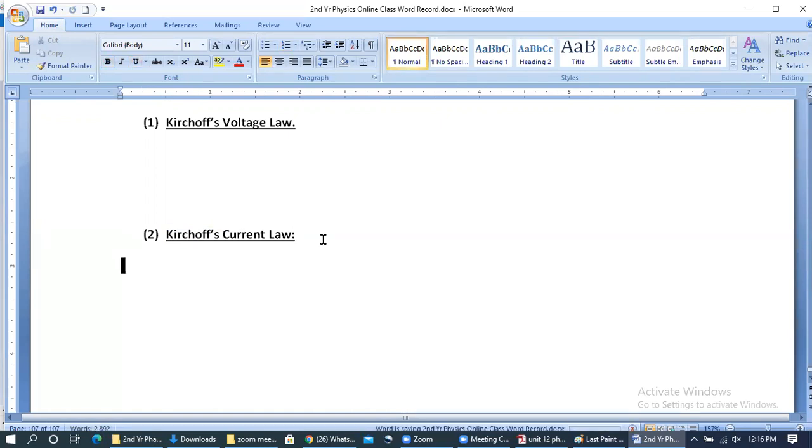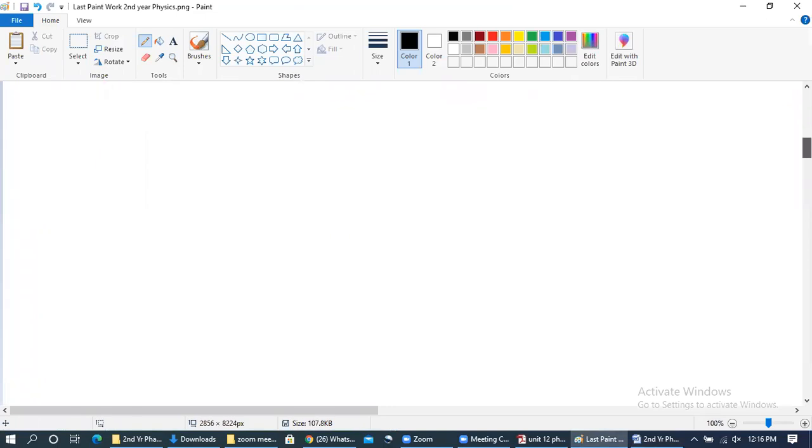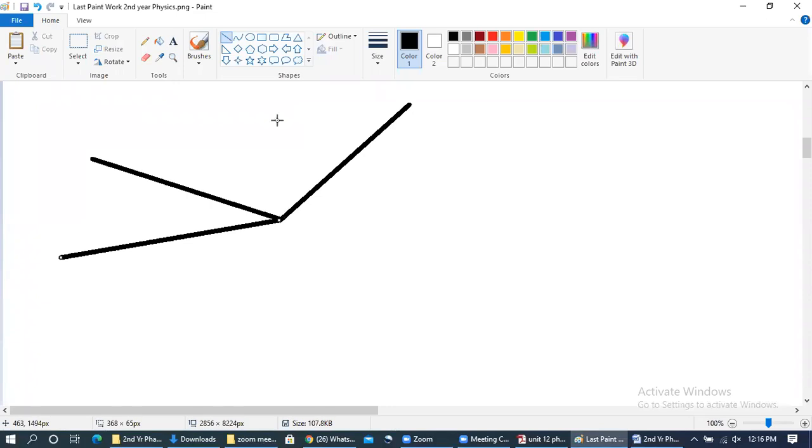So if we are trying to look into the current law, what is it about? Let's see here. We'll try to get the concept of the current law. Suppose there are many wires meeting at a certain point. For example, these wires are meeting at this point. All of these wires have been connected to this point.